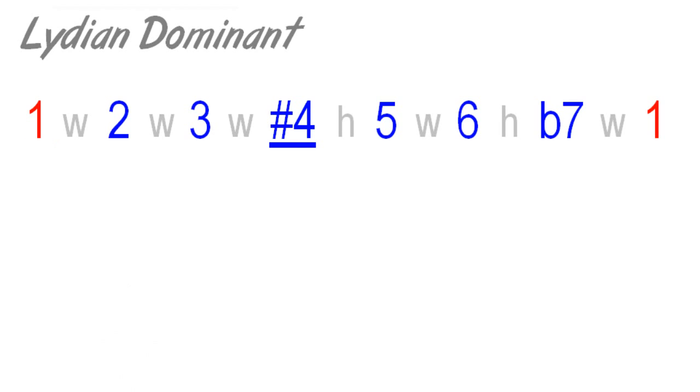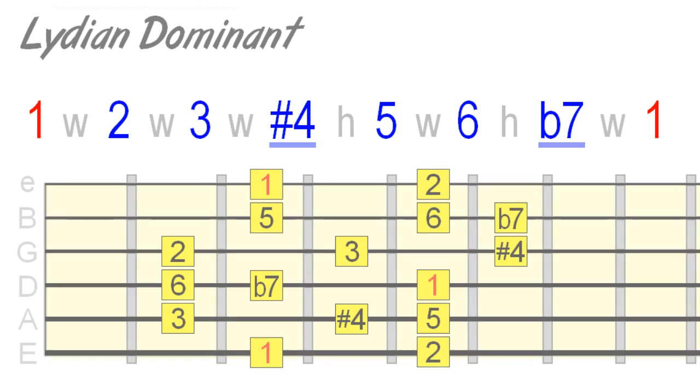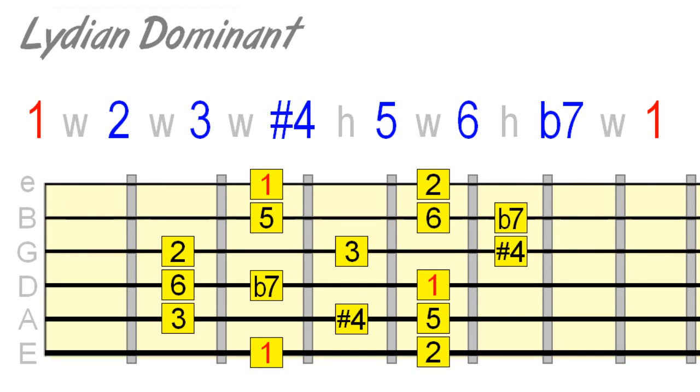This sharpened fourth, combined with the minor seventh, gives Lydian dominant a mysterious, pleasantly dissonant and intriguingly haunting quality that you'll commonly hear used in film and TV scores, the most famous of which being the Simpsons theme tune.